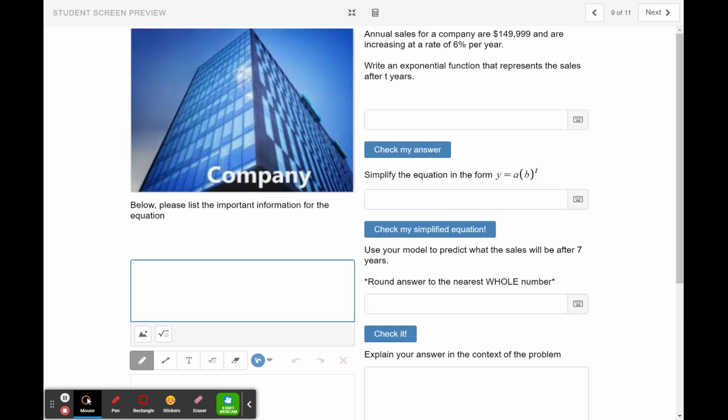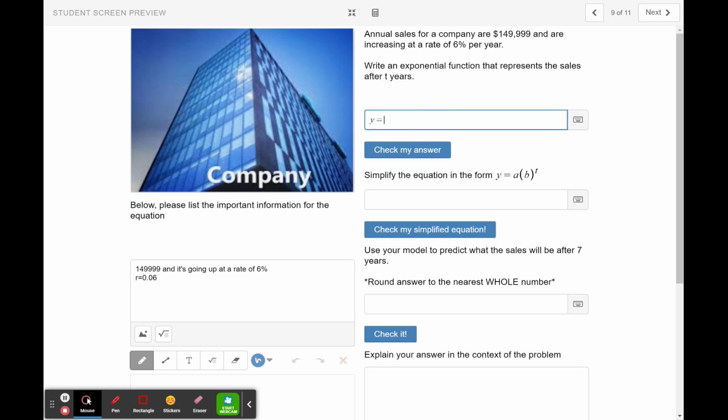So for this one, we have a company, annual sales $1,409.99, and it's increasing at a rate of 6%. So whenever you see a percentage, you need to make it a decimal. So the rate is 0.06.